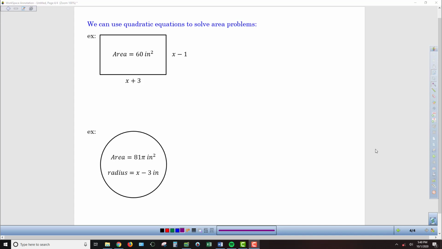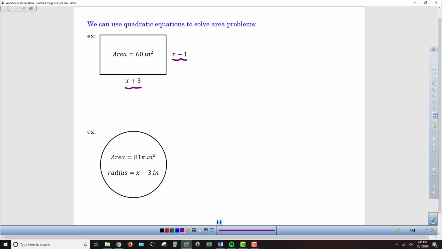Here we have a couple of examples of how we can use a quadratic equation to solve an area problem. In the example we see here, the area of this rectangle is 60 square inches, but we don't know how long the sides are. We know an expression, x plus 3, for the length, and another expression, x minus 1, for the width, but we don't know what x is that makes this problem work. So we need to solve by writing a quadratic equation that we can then factor and figure out what x equals.